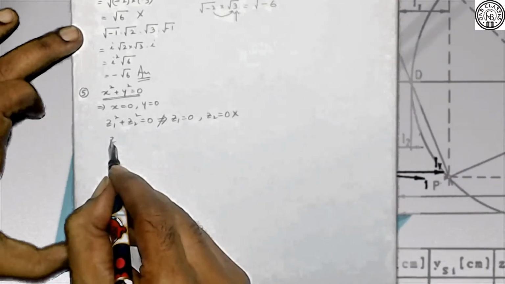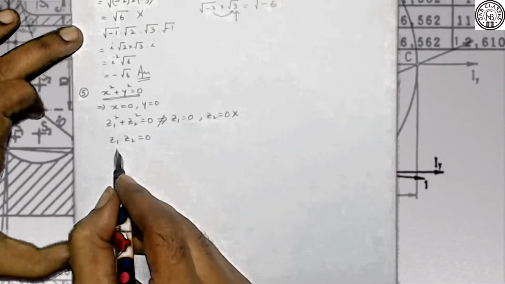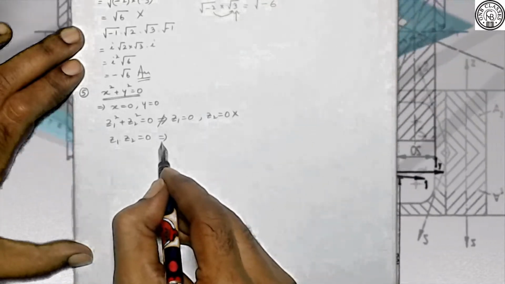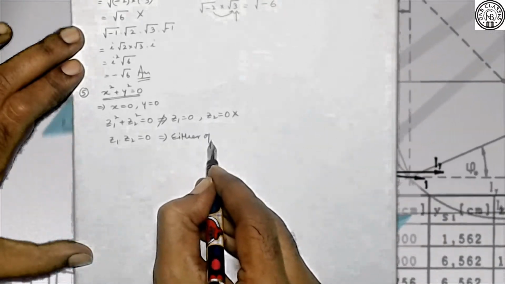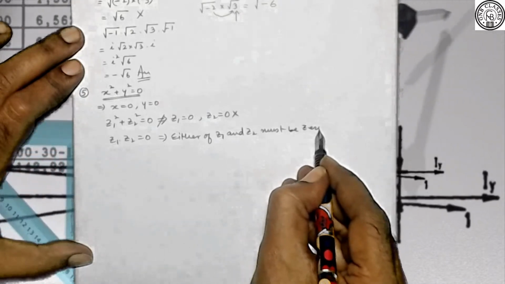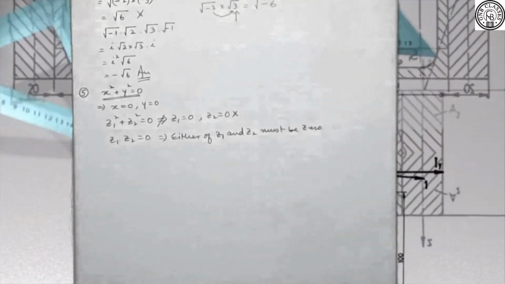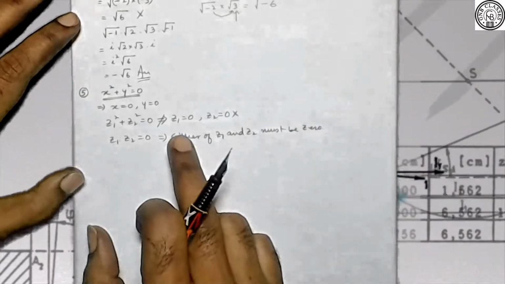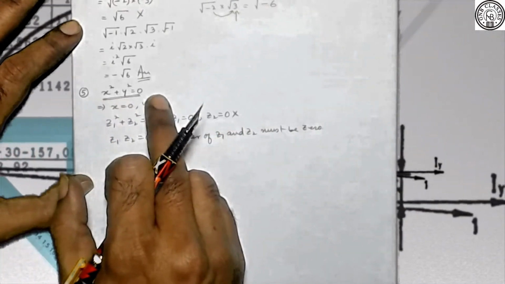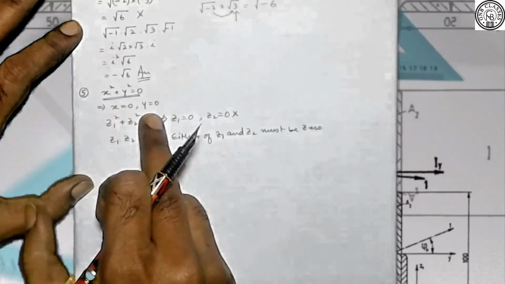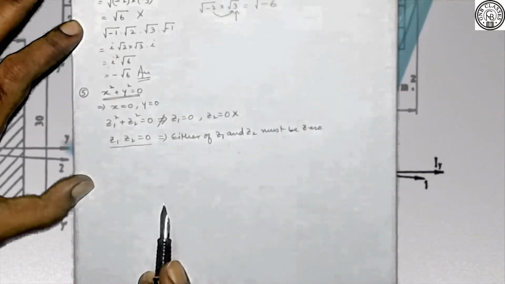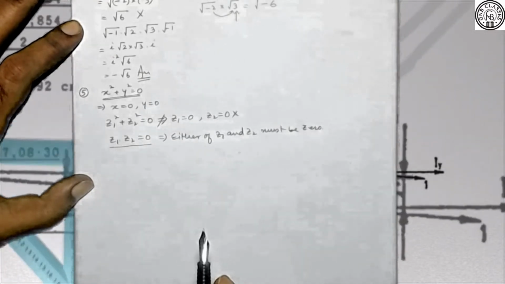Okay? But yes, if z1 into z2 is 0, then at least one of z1 and z2 must be 0. z1 into z2 equals 0 implies either of z1 and z2 must be 0. Okay, so remember this as a formula. If z1 square plus z2 square is 0, that does not imply z1 equals 0 and z2 equals 0, as in the normal case when x and y are both real in the equation x square plus y square equals 0. In that case, we used to say that x is 0 and y is 0. But it is not true in case of complex numbers. But when z1 into z2 equals 0, then either of z1 and z2 must be equal to 0. Is it clear? Okay.